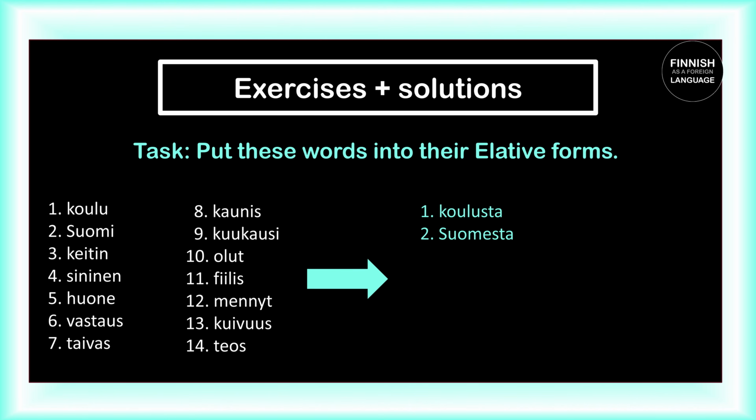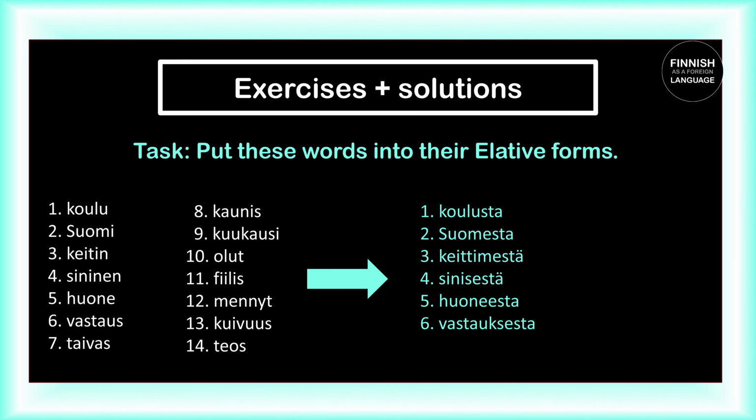The elative case is... Very good, it's keittimästä. Next one, sininen, blue. The elative case is... It's sinisestä. Next one, huone, which means room. Do you know the elative case? Excellent, it's huoneesta. Next one, vastaus means answer. The elative case is... Very good, it's vastauksesta.